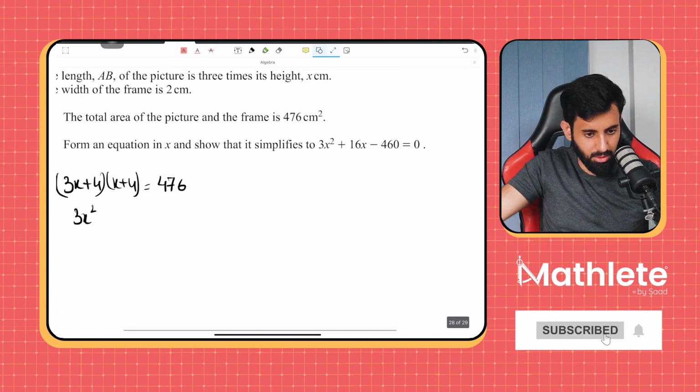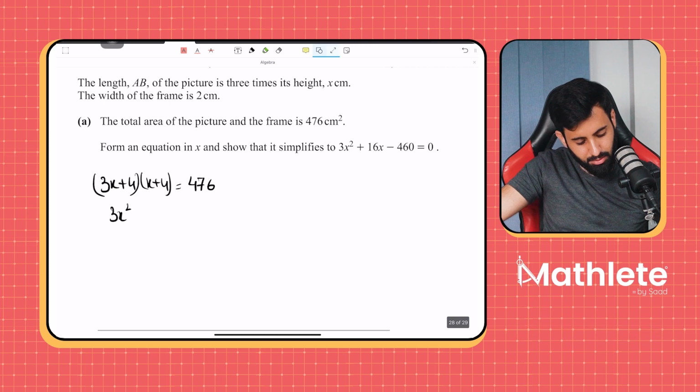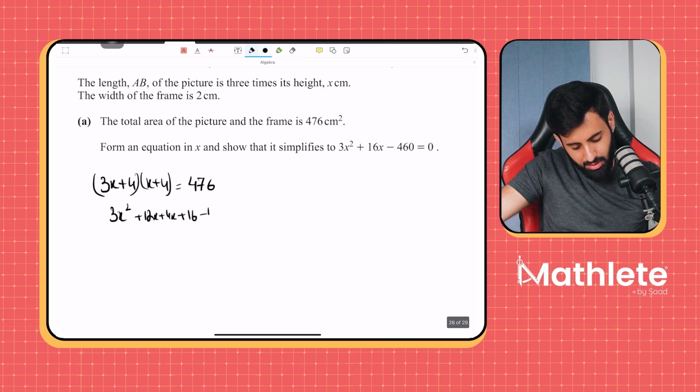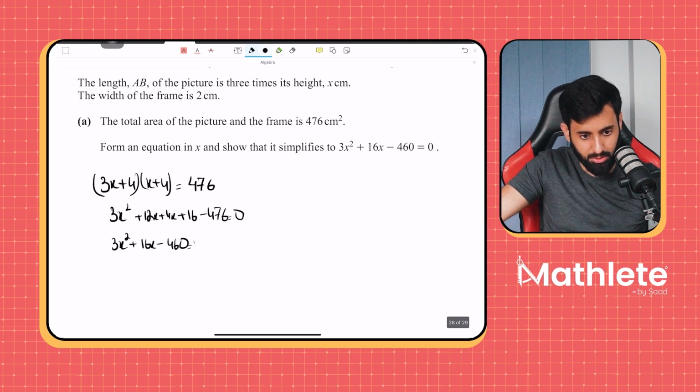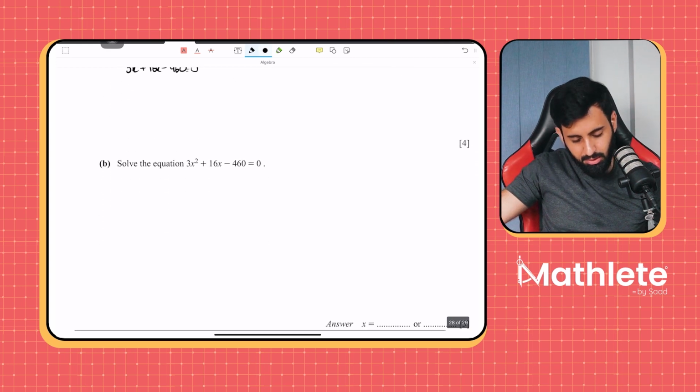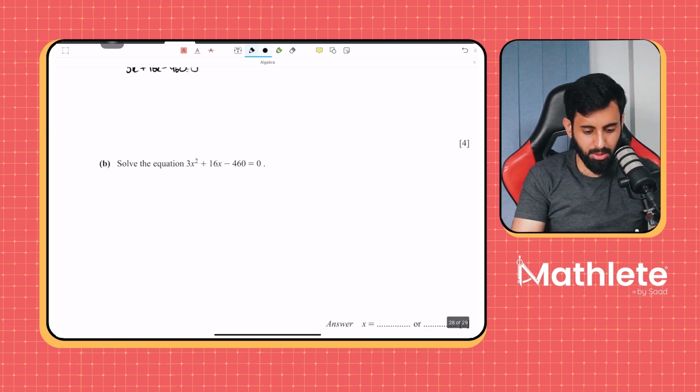All right, hold on. First, let's see if it actually boils down to what it's supposed to. 3x squared plus 12x plus 4x plus 16 minus 476 equals 0. That means 3x squared plus 16x minus 460 equals 0. So this part is taken care of. Now solve the equation. You can solve this using the quadratic formula. There's no other way, unless you want to do completing the square.